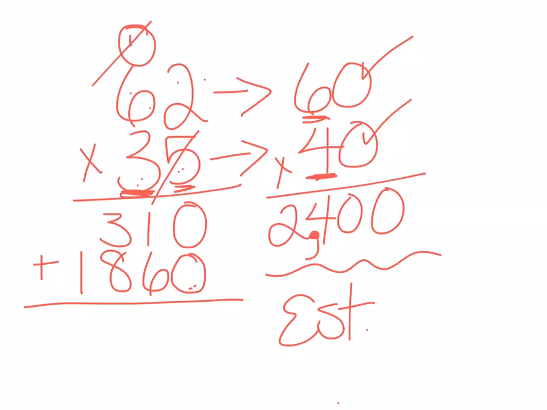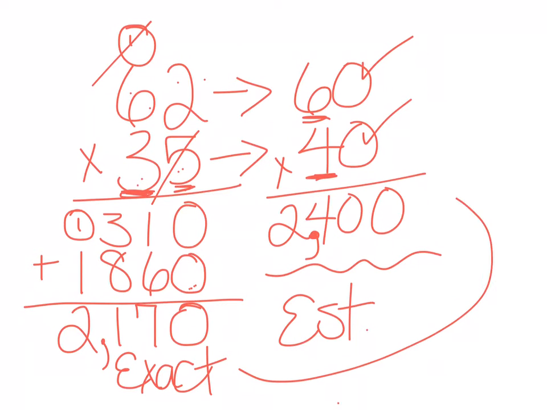Okay, then the last step is to add up our columns and get a total. So this is 0, 7, 11, put down the 1, carry the 1, and that would make 2. So 2,170 is our exact answer.